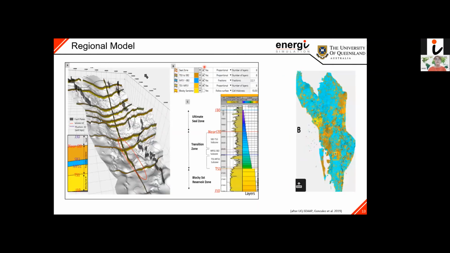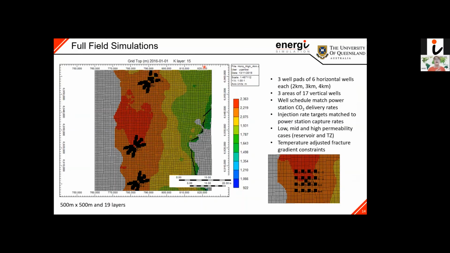Here you just see a couple of Petrel images of the large regional static model that's been built. It's got 104 million cells with 47 layers, and it includes faults that have been interpreted from seismic. This model has been used to extract what we call our full field reservoir model, which you see represented here in one of its layers.